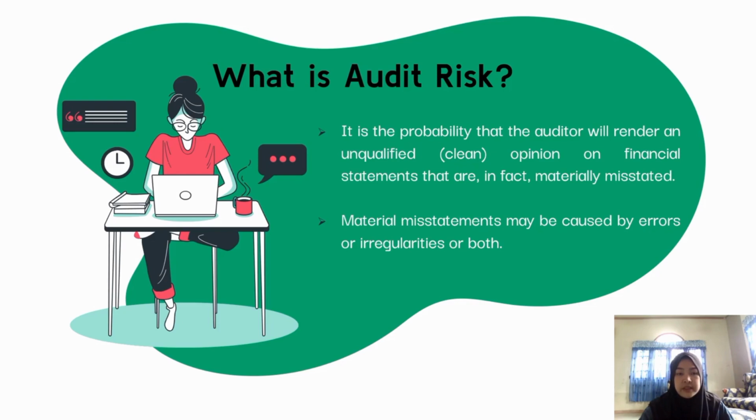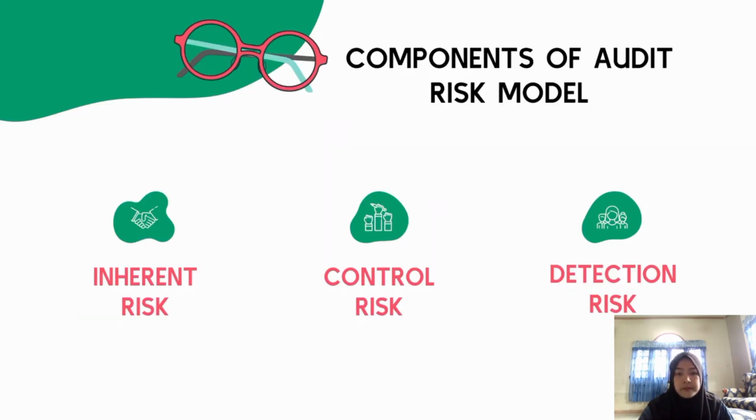When we say irregularities, in the Philippines, it is fraud. So, errors are unintentional mistakes, while irregularities are intentional misrepresentations associated with the commission of a fraud, such as the misappropriation of physical assets or the deception of financial statement users. So, the auditor's objective is to achieve a level of audit risk that is acceptable to the auditor. So, we have the components of the audit risk model: the inherent risk, control risk, and detection risk.